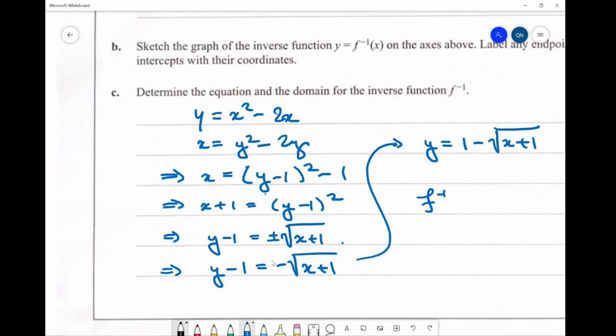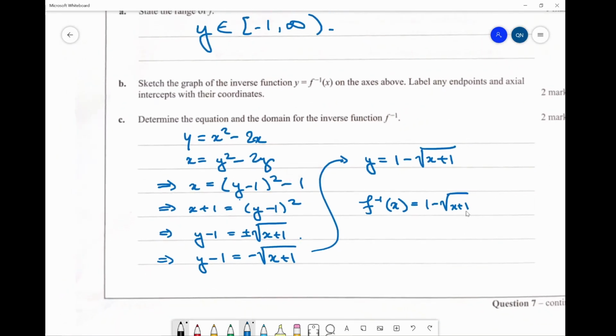And remember to replace it with f inverse of x. You will probably lose marks if you don't. And yeah, that should be it over there. All right, and you can kind of just do a sanity check as well.